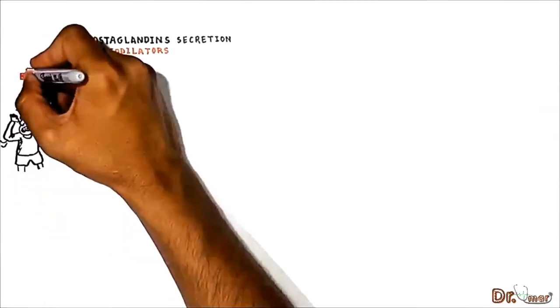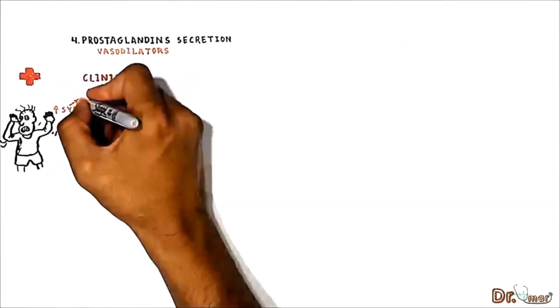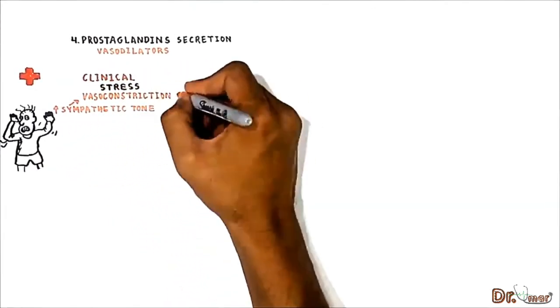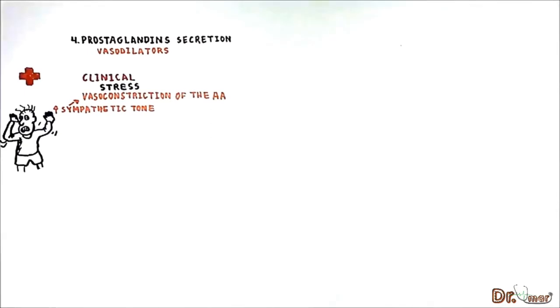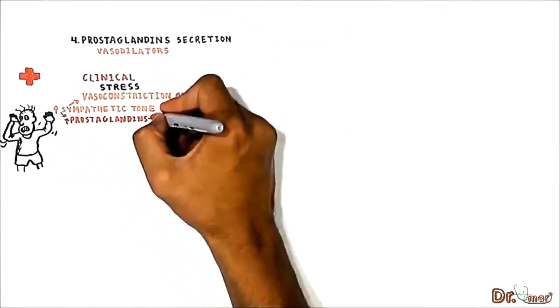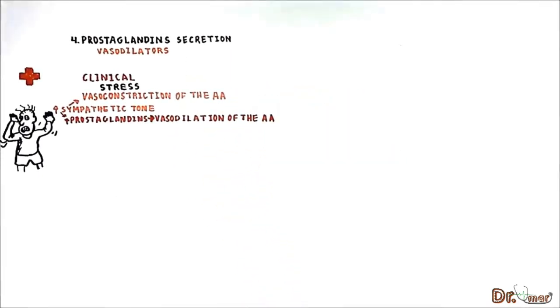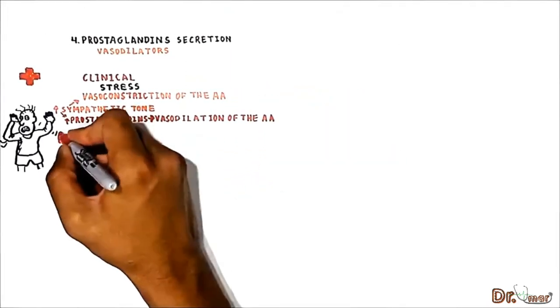During a stress state, the increase in sympathetic tone causes vasoconstriction of the afferent arterioles. The same stimuli activate a local production of prostaglandins. Prostaglandins lead to vasodilation of the afferent arterioles, thus modulating the vasoconstriction.